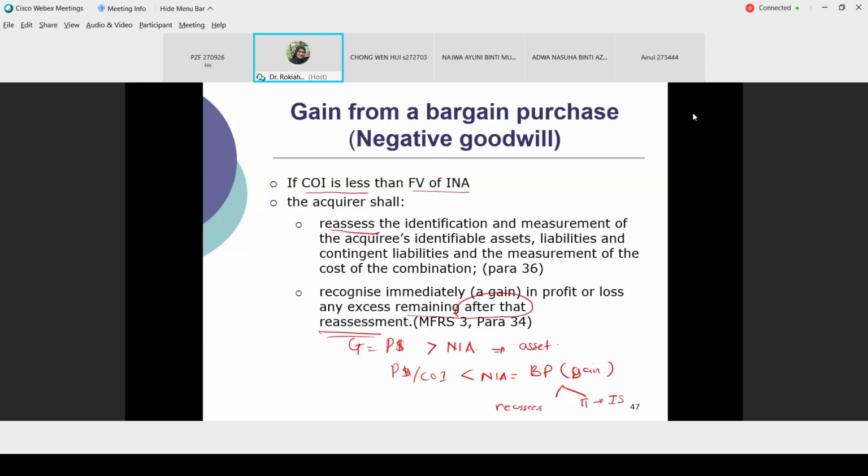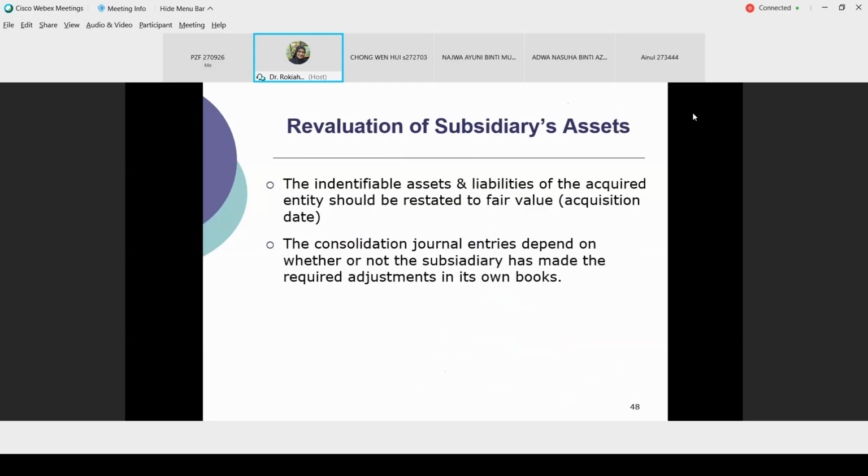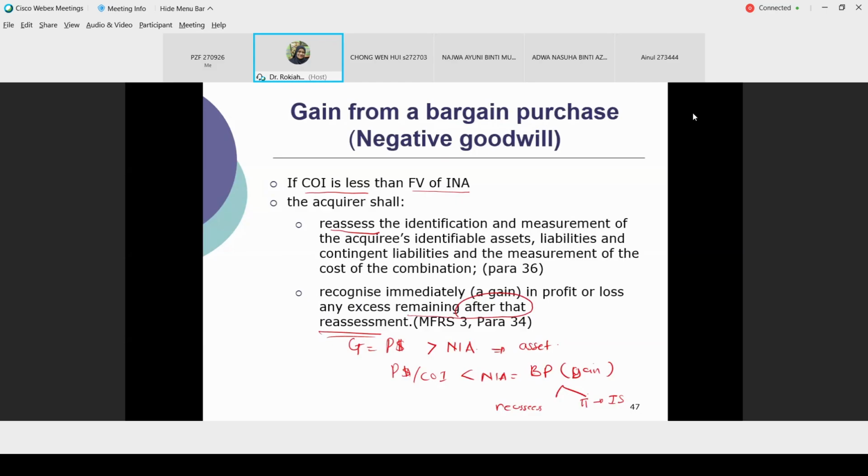It means that when you find your purchase price is lower than the net identifiable asset, you're going to have a gain. But before you recognize it, you need to reassess the value of the assets and also the cost of investment. If you're satisfied with that, then you can recognize the gain, and it will be transferred immediately to your income statement. But most of the time, we are going to have goodwill instead of a bargain purchase.